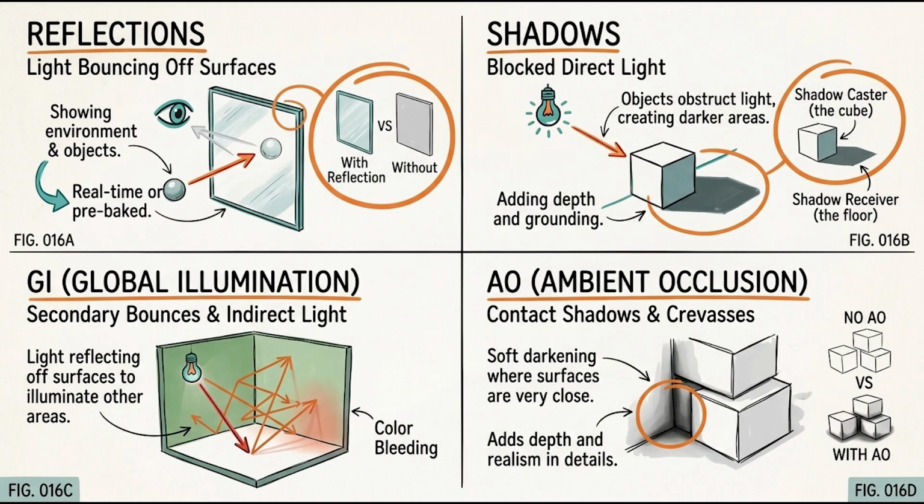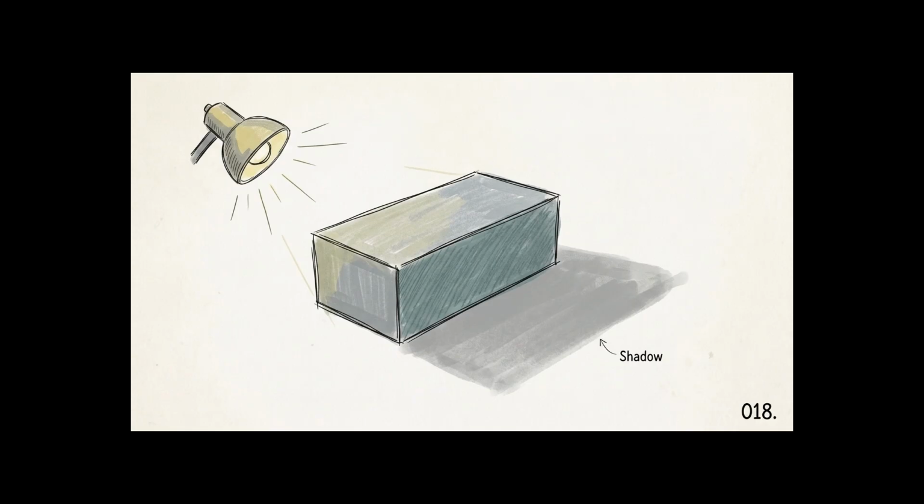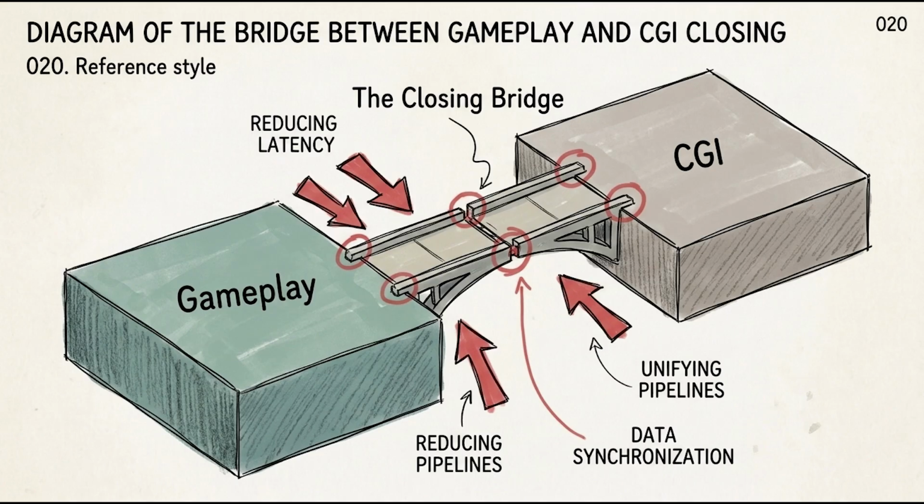In a running game, ray tracing handles reflections, shadows, global illumination, and ambient occlusion. That wet road in Cyberpunk actually reflects the city above it. Shadows stretch and soften based on where the light source sits. Characters get soft, realistic lighting instead of looking like they're standing under a fluorescent office bulb. It's the technology that finally closes the gap between gameplay and pre-rendered cutscenes.